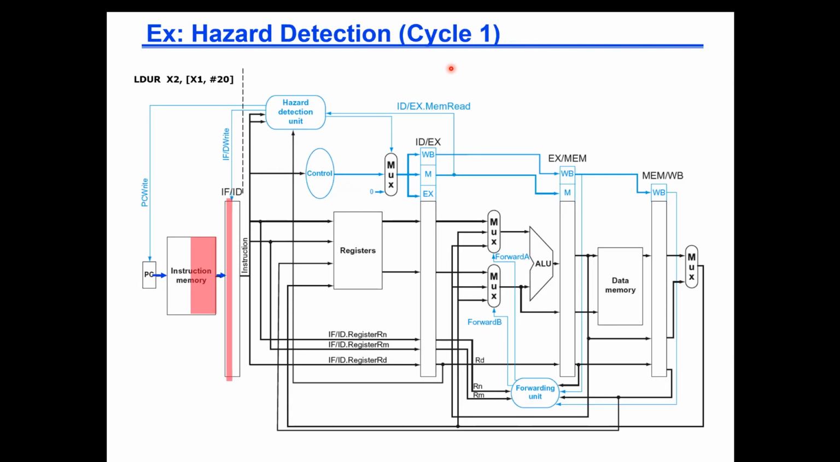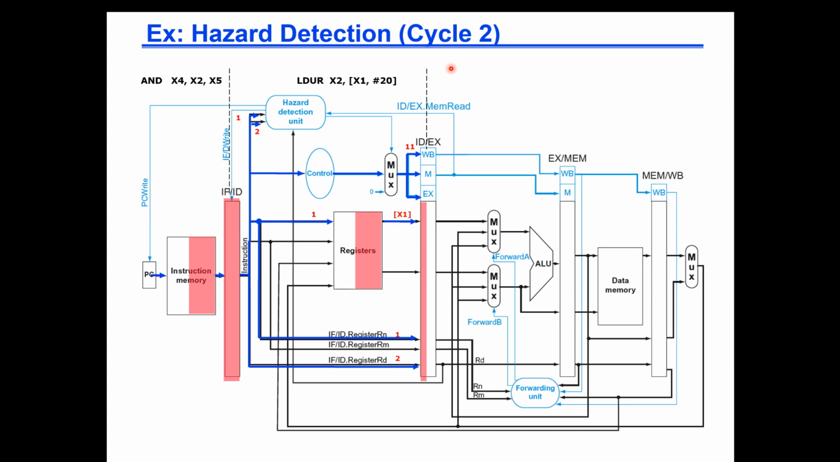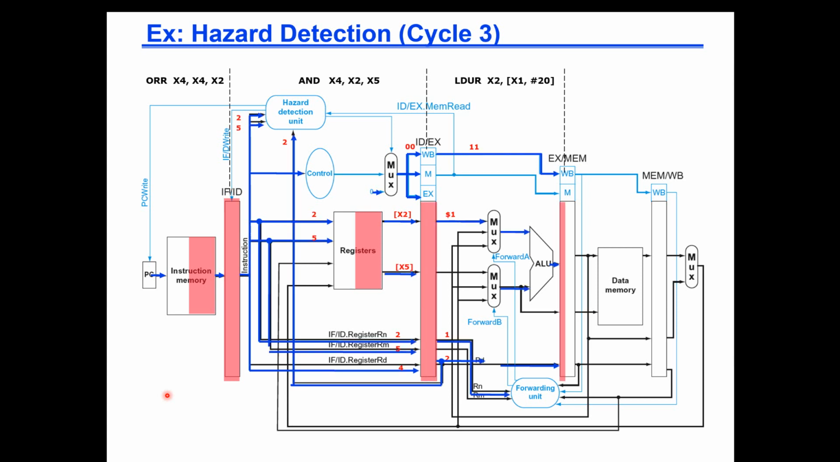So we fetch the load, and here we're going to start our hazard detection. So here we are, the load is over here. At that point, the memory read signal is 1 because we're going to be reading the memory in the next stage. We have generated that, and it's with this corresponding instruction. So now that signal is 1.